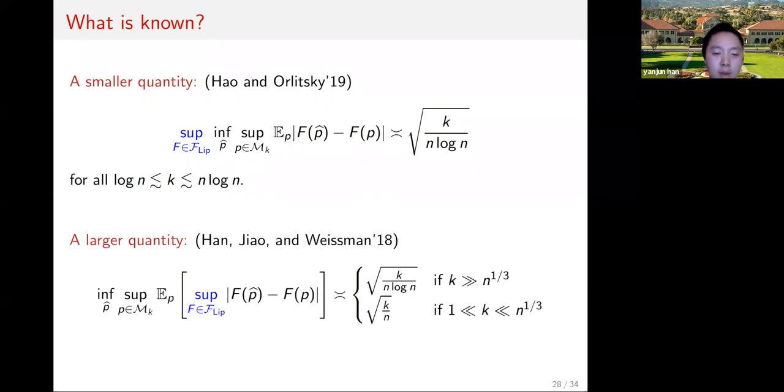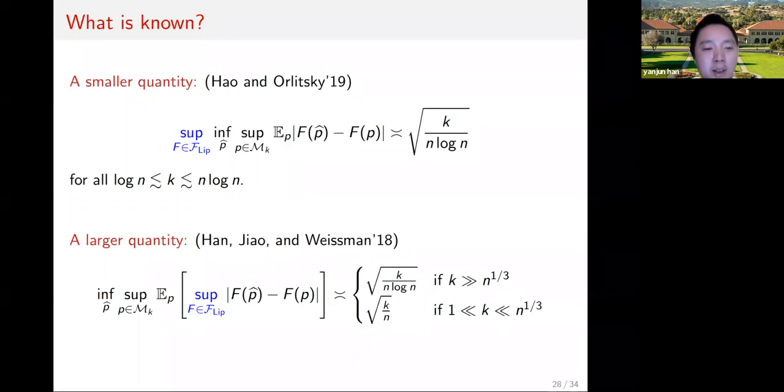Okay, so this is the non-adaptive minimax risk, which is a smaller quantity. And there is also a larger quantity, where we move the supremum inside the expectation. The practical meaning is that the supremum evaluated inside the expectation is exactly the sorted L1 distance between p hat and p. So basically, we are looking at a harder problem, that is to estimate the sorted distribution. It turns out that this problem exhibits an elbow effect on the minimax rate. When k is large, the minimax rate is the same as the previous one. But when k is small, at the threshold n to the power 1/3, the minimax rate will become root k by n, which is essentially the performance of the empirical distribution.